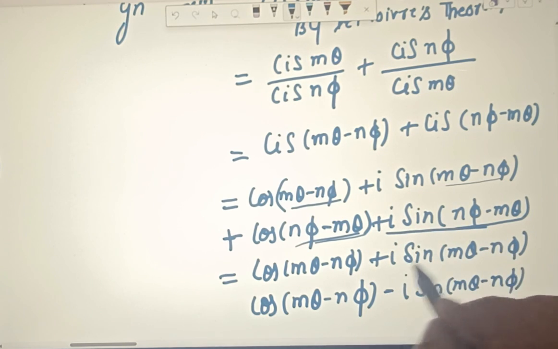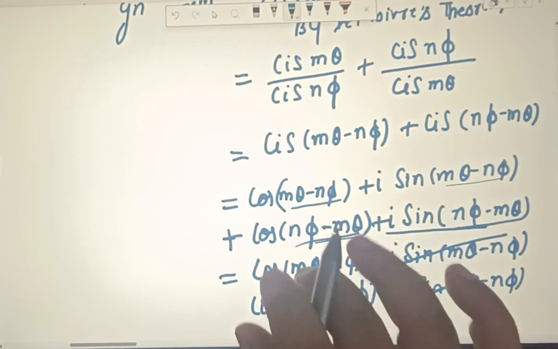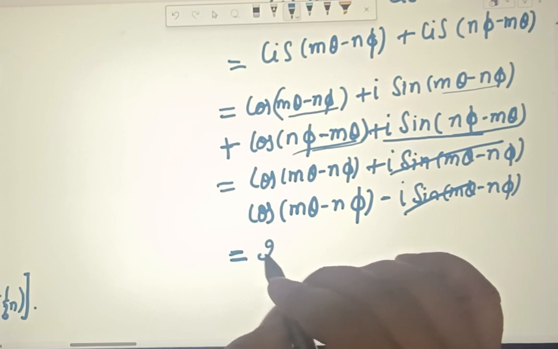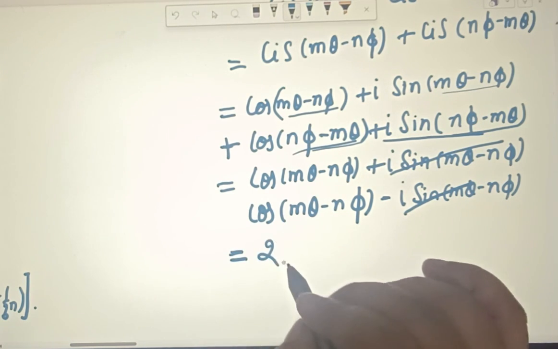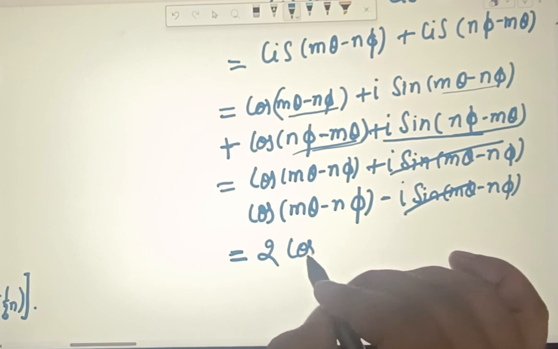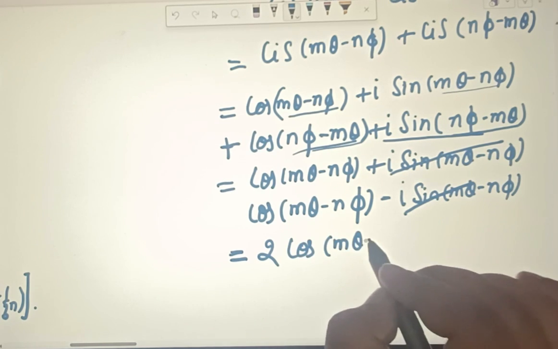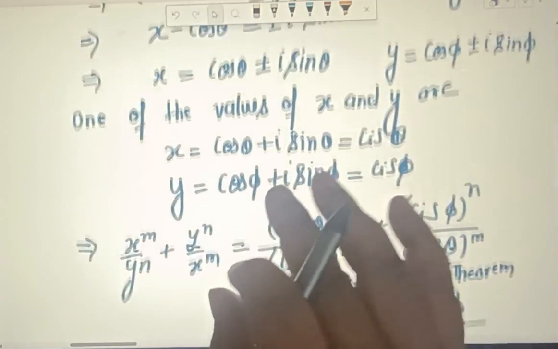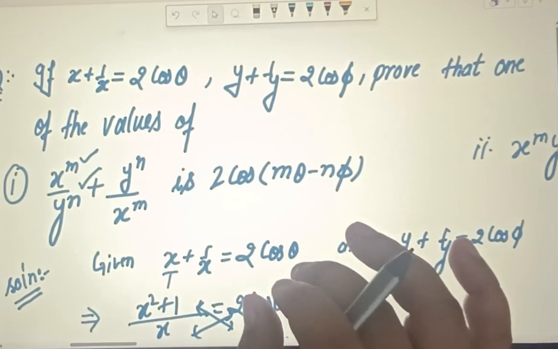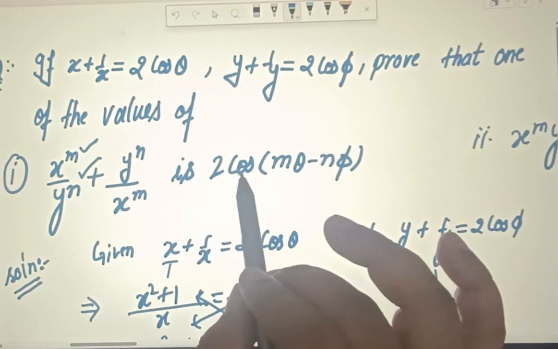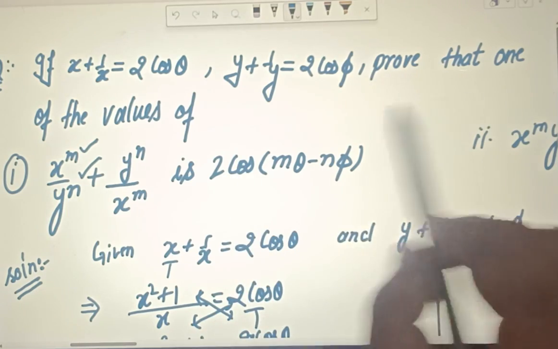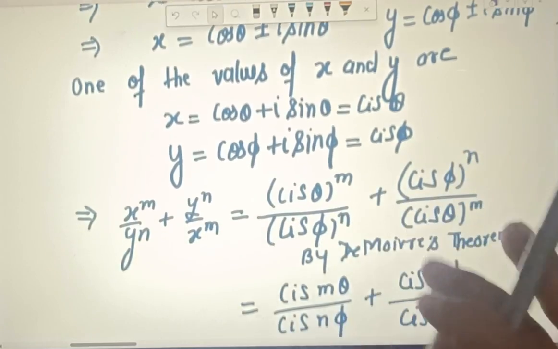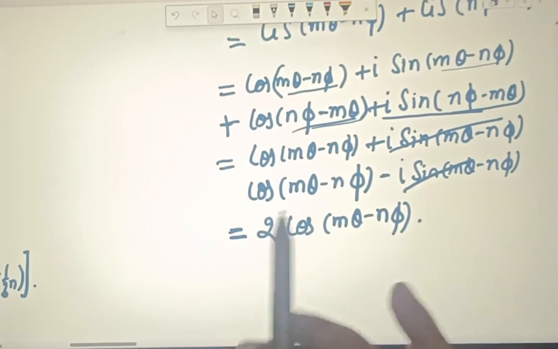So you will see these are the same terms, these are cancelled out. So what is the balance number of terms? It is 2 cos(m theta minus n phi), which is to prove, okay. So one of the values of this, because you are taking one of the values of x and y, is 2 cos(m theta minus n phi).